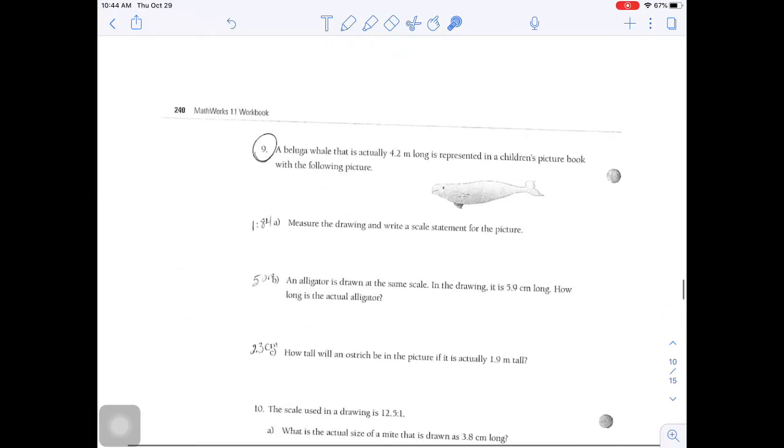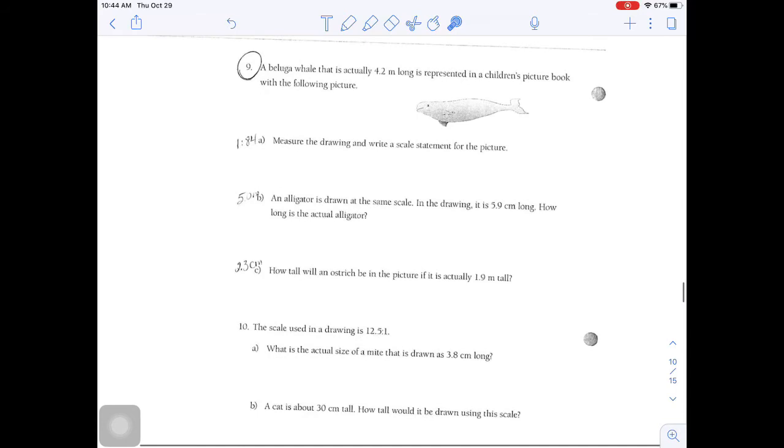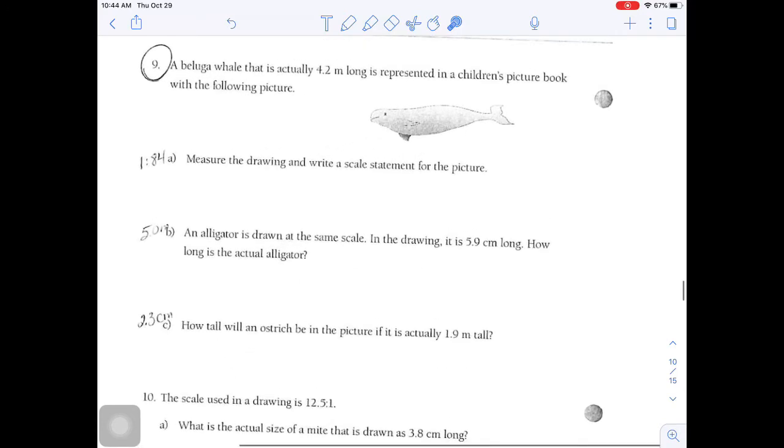Let's try number 9 out here. So a beluga whale that is actually 4.2 meters long is represented in a children's picture book with the following picture. So we got a nice little picture here. Measure the diagram and write a scale statement for the picture. So unfortunately, I don't really have a measuring tool nearby, but that being said, I would roughly estimate this to be 1, 2, 3, I would say roughly 3.5 centimeters long, okay?